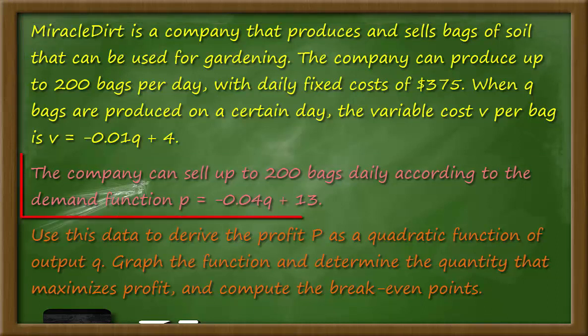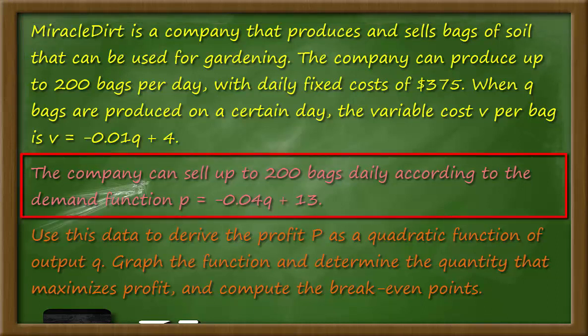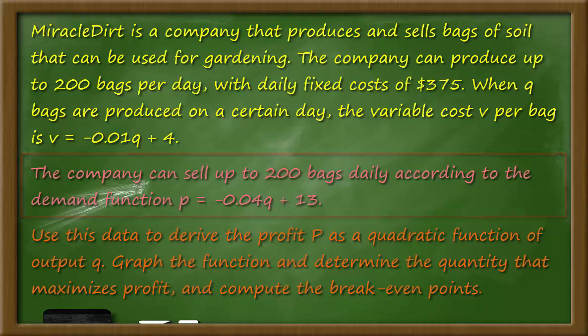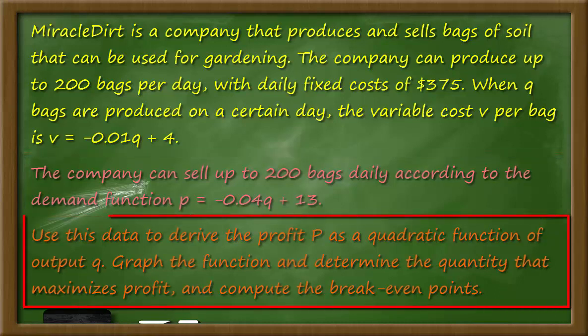Miracle Dirt can sell up to 200 bags daily according to the demand function p equals negative 0.04Q plus 13, also a linear function. We will use this data to derive the profit P as a quadratic function of the output Q. We'll graph the function and determine the quantity that maximizes the profit, and we'll determine the break-even points.